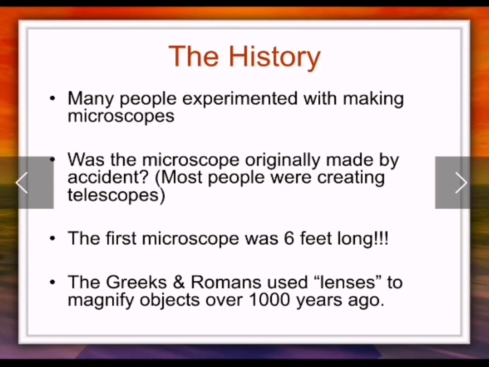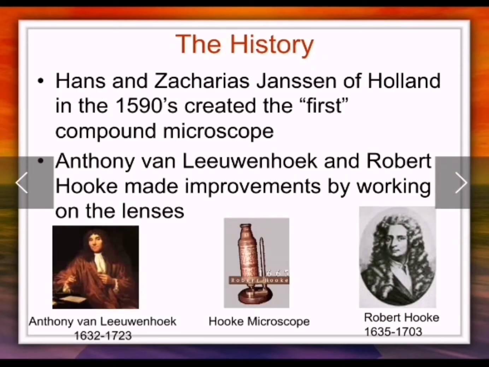The first microscope was 6 feet long, and the Greeks and Romans used lenses to magnify objects over 1000 years ago. So, the history of the microscope begins with Hans and Zacharias Janssen of Holland. In the 1590s, they created the first compound microscope. Antony van Leeuwenhoek and Robert Hooke made improvements by working on these lenses.